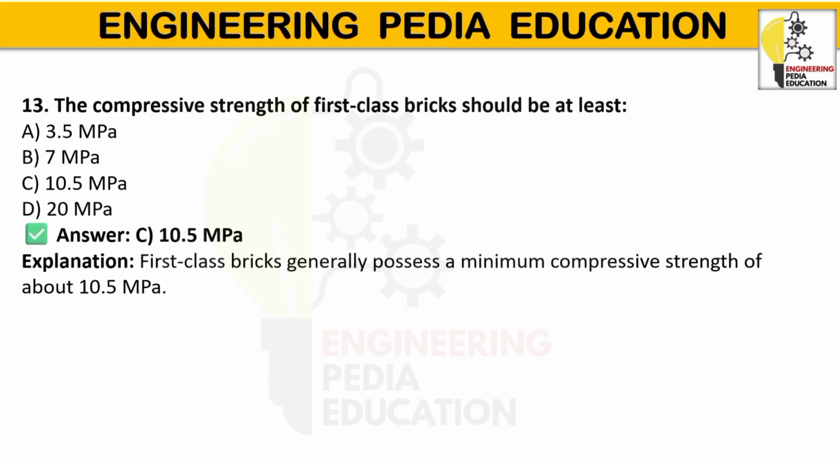It is determined by a compression testing machine. The unit is Newton per mm square or MPa. 10.5 MPa for first class brick.